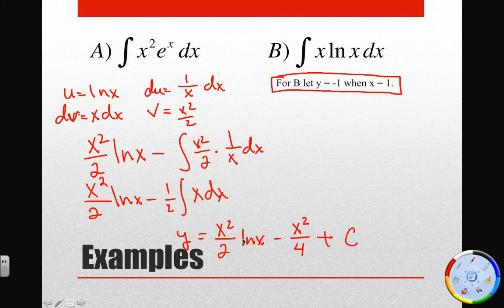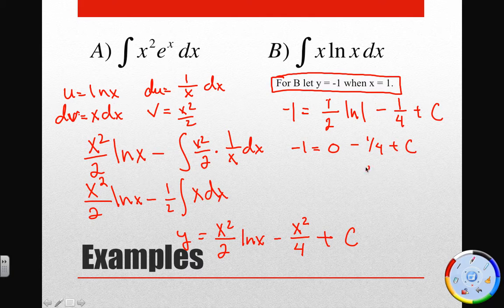And you've got to remember that this is equal to y. This is actually our function. But the question is now, let's solve for c, this being an initial value problem. So y is -1 when x is 1. So 1 over 2, natural log of 1 minus 1 over 4 plus c. Natural log of 1 is just 0. So that becomes 0 minus 1/4 plus c. If you add 1/4 to -1, you get -3/4. So you would take this number and substitute into that.